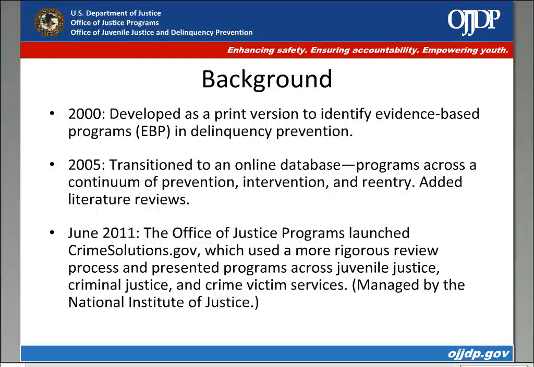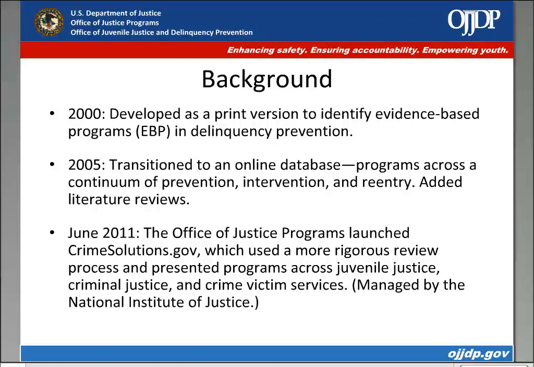In 2005, it transitioned to an online database. So it's been an online database now for, I guess, 13 years. And it expanded when it transitioned to be not just prevention, but also intervention and reentry, the whole breadth of the work that the Office of Juvenile Justice and Delinquency Prevention does, but also how many practitioners in the field, it's not just prevention, right? You're also working with system-involved youth.